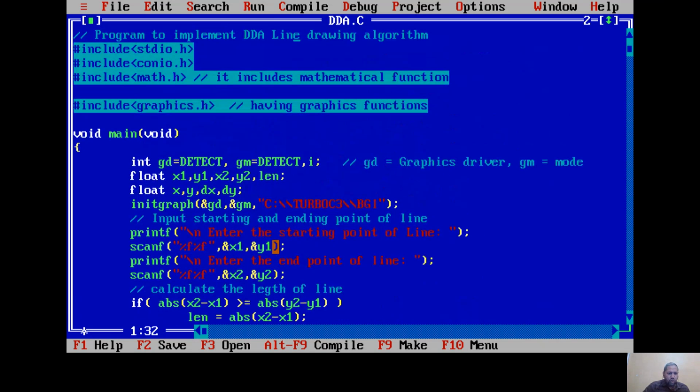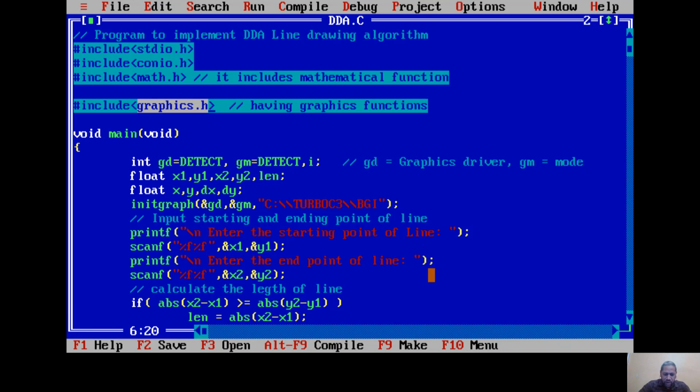In the program, what is important, I must include math.h because I'm using the abs function. The absolute function is available in math.h, whenever I'm using any function related to mathematics, I use math.h. Graphics related functions like putpixel are available in graphics.h. I will include those, and then I will continue with the program. Okay, so let us execute the program. F2 to save the program.